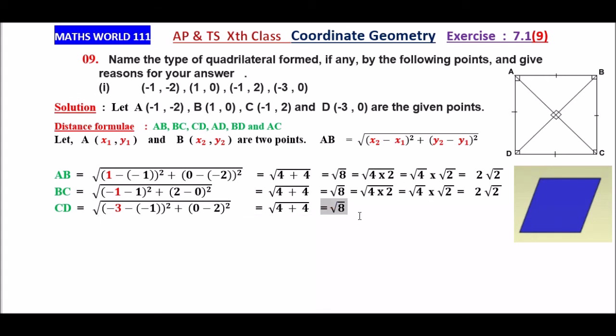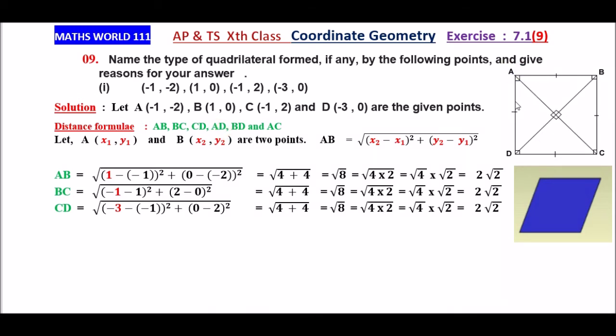And I can write this root 8 as root 4 into 2. Root 4 into 2 is written as root 4 into root 2. What is the value of root 4? 2. So 2 root 2. We got this. CD is equal to 2 root 2. So AB, BC, CD are completed. Now AD. Where is AD?